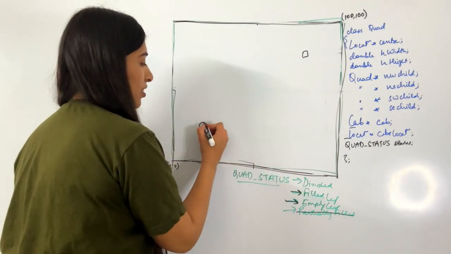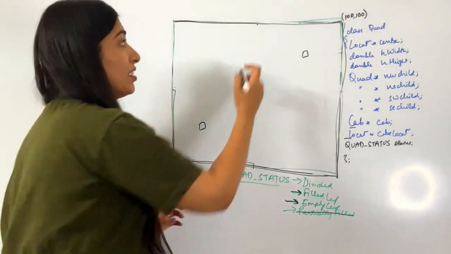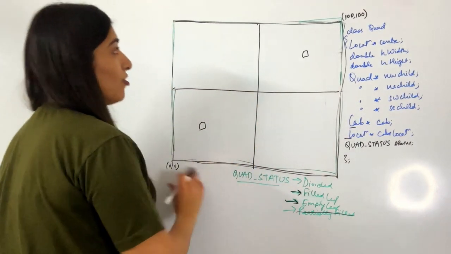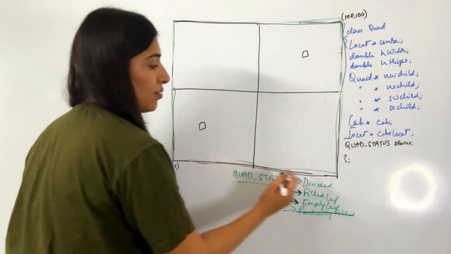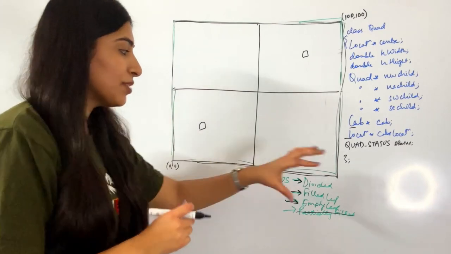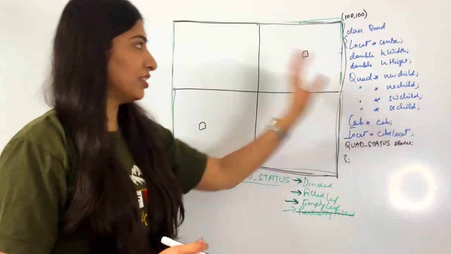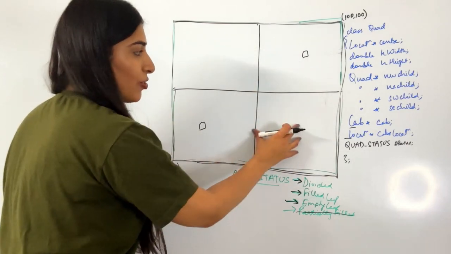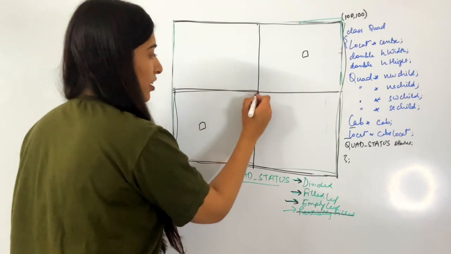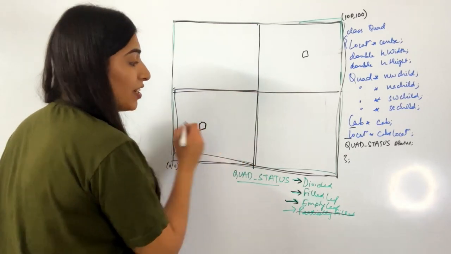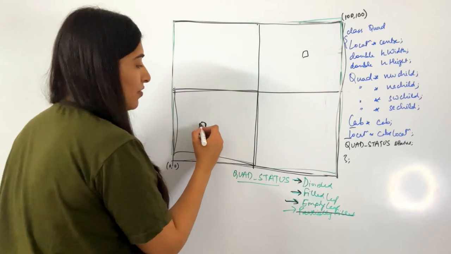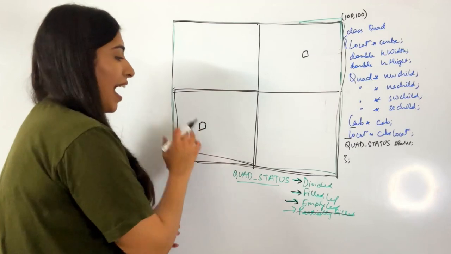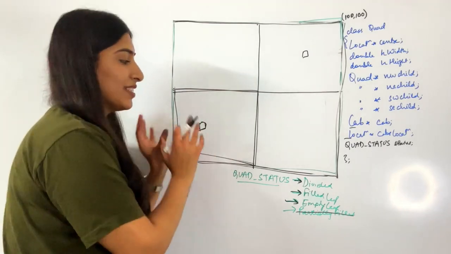Now as soon as I enter another cap over here, what is going to happen? We will have to divide this quadrant into four parts. And now the status of this parent quadrant becomes divided. As soon as it becomes divided, we have to create four children, which will be these four quadrants. And now when we have these four quadrants, this particular quadrant is going to become a filled leaf. Why is it becoming a filled leaf? Because obviously if there is one more cap, it is also going to be divided. And there is a cap, so it can't be an empty leaf. It is a filled leaf.